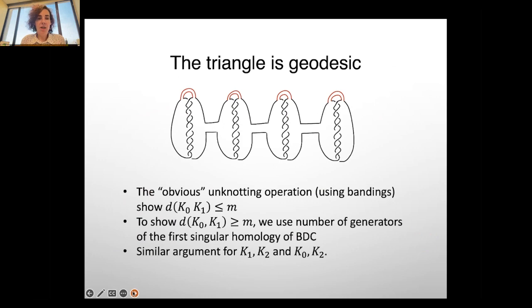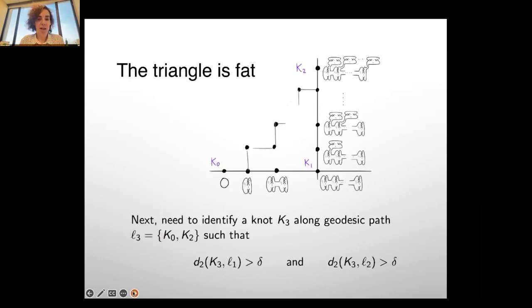The obvious unknotting operations using H2 moves at the top, bandings, show us that the distance from, say, K0 to K1 is less than or equal to M. To show the distance from K0 to K1 is greater than or equal to M, it's the number of generators of the homology of the branch double cover. The hard part comes in trying to show that the third edge is not contained in the delta neighborhood of the other 2. To do this, we need to identify some knots, say K3, along that third edge and bound the distance away.